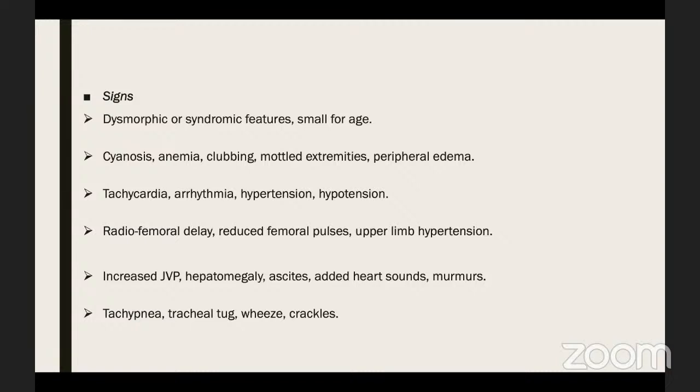Signs: we have to look for any dysmorphic or syndromic features, small for age. We have to look for the color, cyanosis, pallor, clubbing, mottled skin, and any peripheral edema. We have to look at the heart rate and rhythm, any blood pressure discrepancy between the upper and lower limbs, any radiofemoral delay, reduced femoral pulses, and upper limb hypertension.